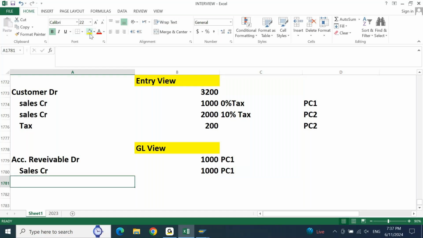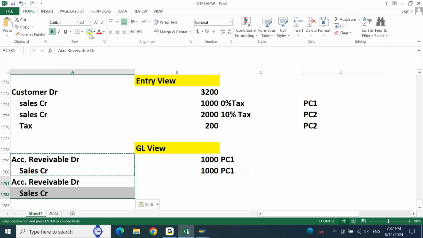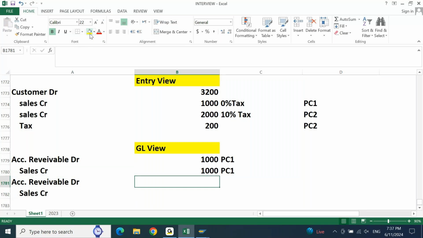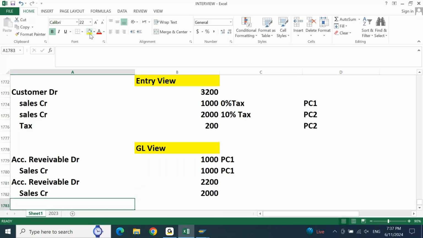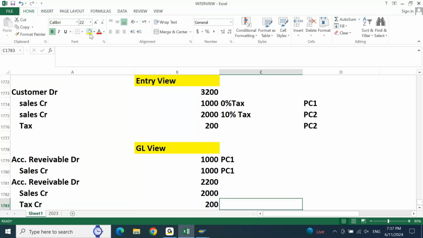Again, it will do the same entry here. This time it will be 2200, and this will be 2000. Tax is credit 200, and it will go to PC2. Is this right? Correct? Yes.